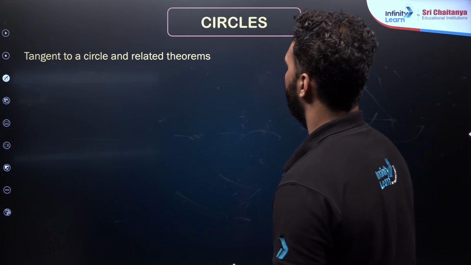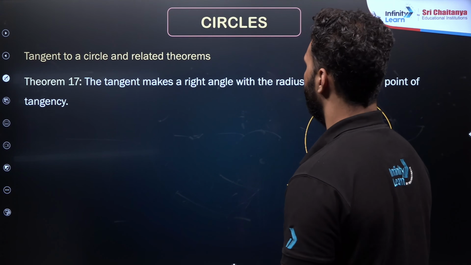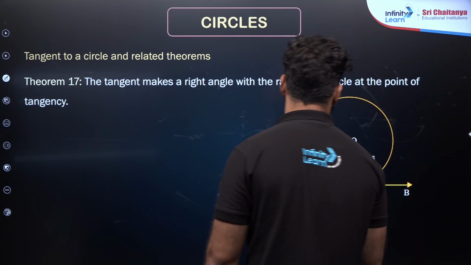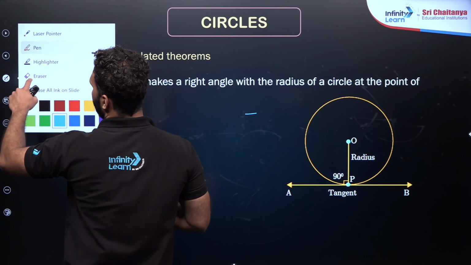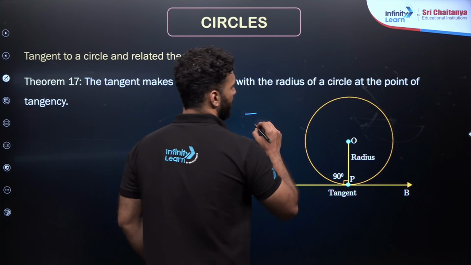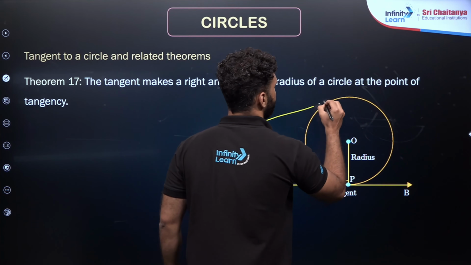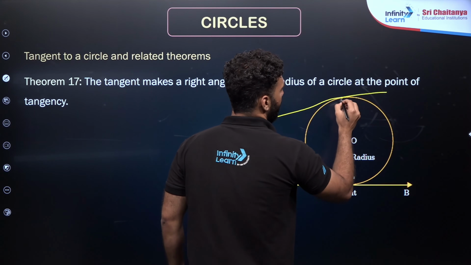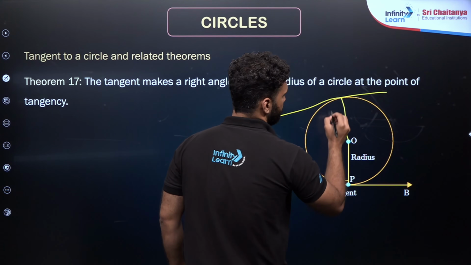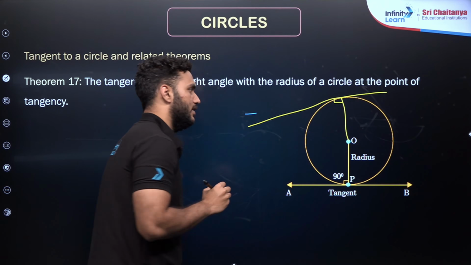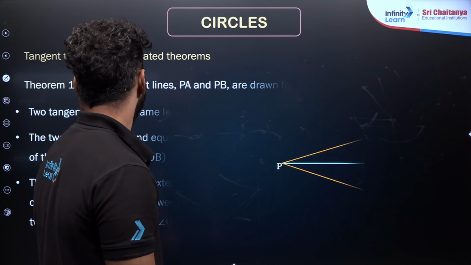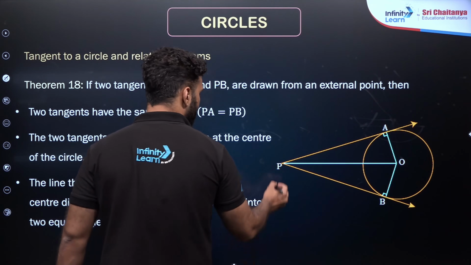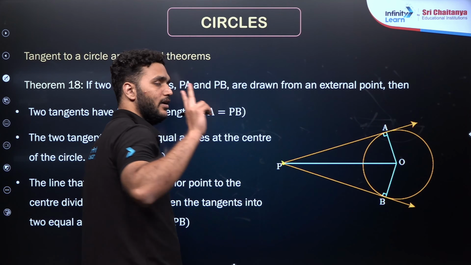Tangent to a circle. Now let's talk about tangent. The tangent makes a right angle with a radius. What is a tangent? If you draw a line such that it does not cut the circle but touches the circle at a single point, and you connect this point with the center, it will make a 90-degree angle here. This is a tangent.